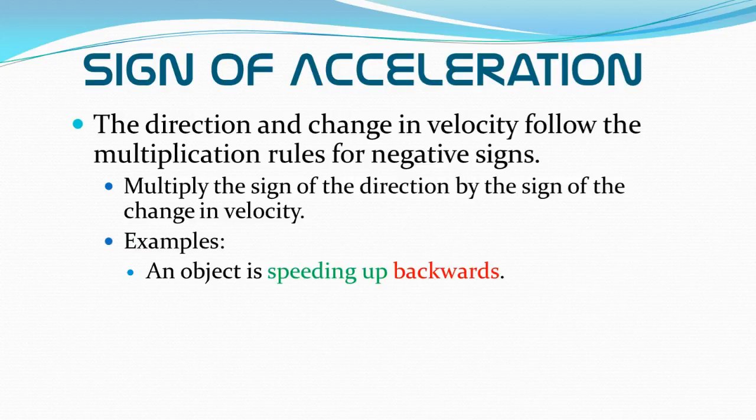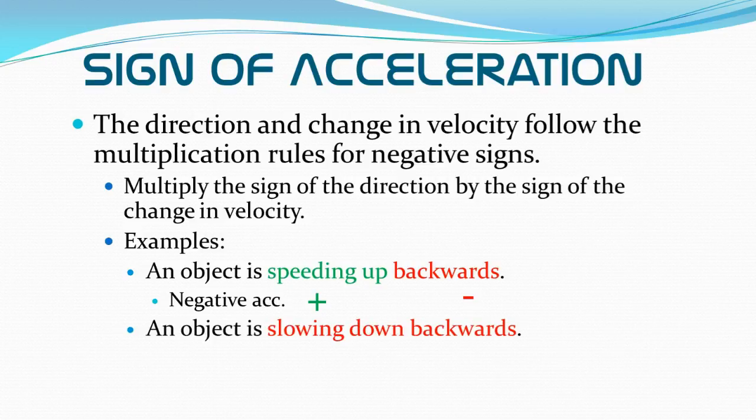An object speeding up backwards. Speeding up is a positive change in velocity. Backwards is a negative direction. Positive times negative is going to give me a negative acceleration. Opposites give you a negative. Same sign is going to give you a positive.